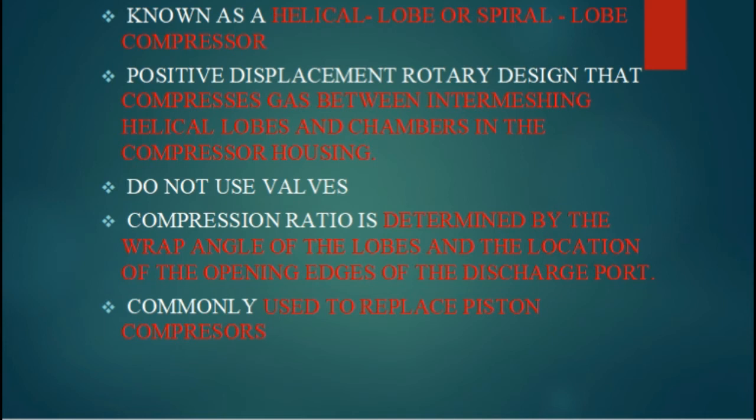Screw compressors are also known as helical lobe or spiral lobe compressors. It is a positive displacement rotary design that compresses gas between intermeshing helical lobes and chambers in the compressor housing. It does not use valves. Compression ratio is determined by the wrap angle of the lobe and the location of the opening edge of the discharge port. Okay, this type of compressor is commonly used to replace piston compressors.